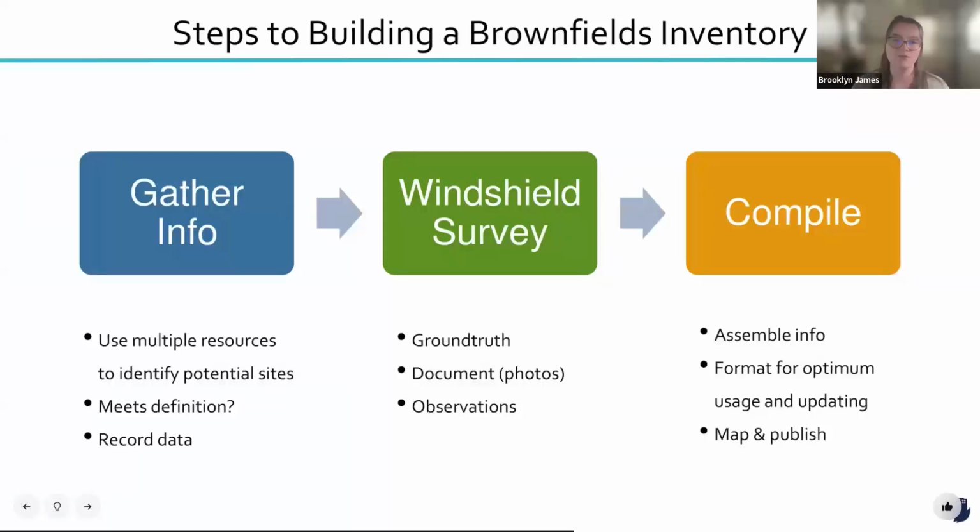And ground truthing is the way we say, verify the accuracy of the data that you've gotten. So if you've gotten data that says, hey, there's a building on the site, and you pull up and there's no building, note that in your records. And then lastly, it's just compiling all the information, putting it in your spreadsheet, making it usable for you and for others who might need to access it, and then consider mapping the sites that you identified, and potentially even publishing this for transparency so the public can see, hey, these are where there are brownfields in our community.